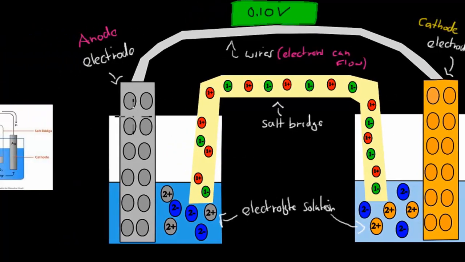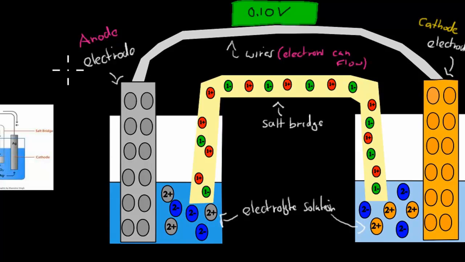We need those to make sure we have one electrode that donates electrons. So this one is the giver of electrons. The anode gives electrons, or the metal at the anode is being oxidized. So zinc in this case is being oxidized, and the one which is being oxidized is always the anode.